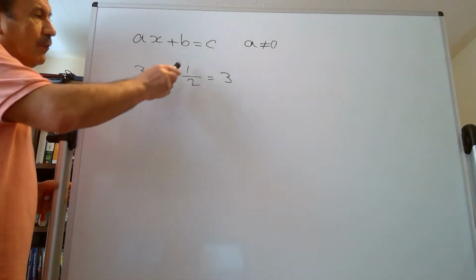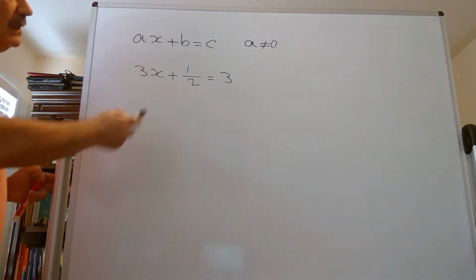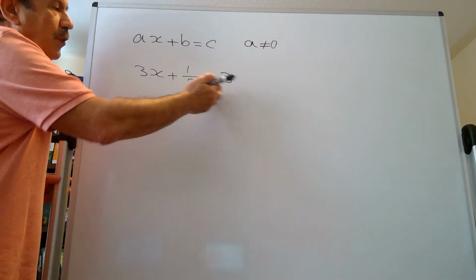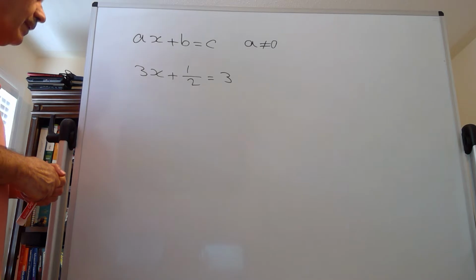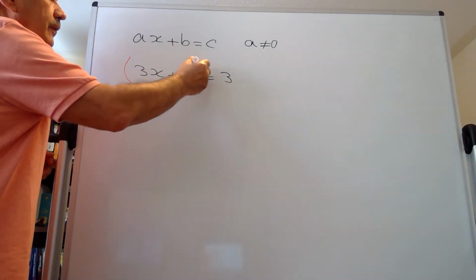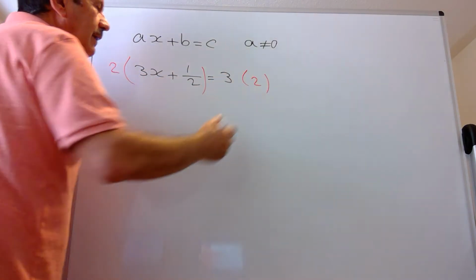So because I want to eliminate this fraction, what is the best way? The denominator is 2. If I multiply both sides of the equation by 2, can you see? I'm going to multiply both sides by 2. This one by 2 and this one by 2. Then what is going to happen?